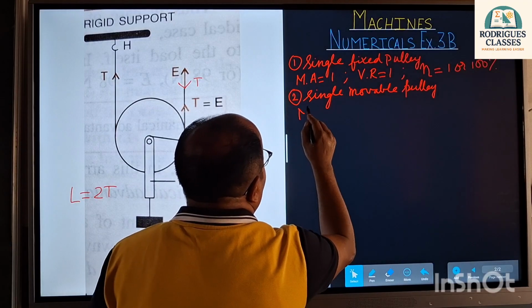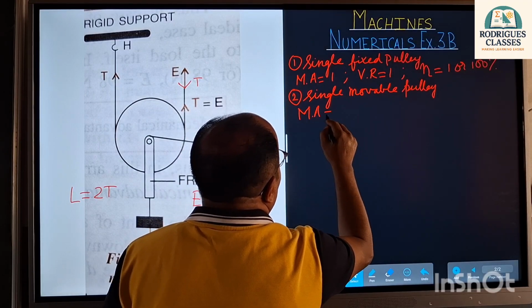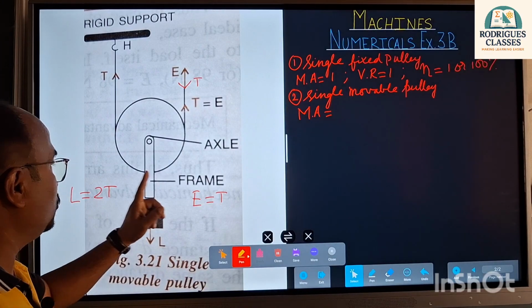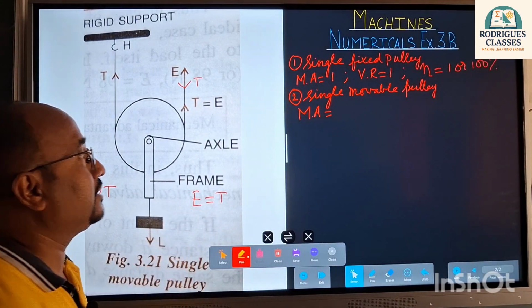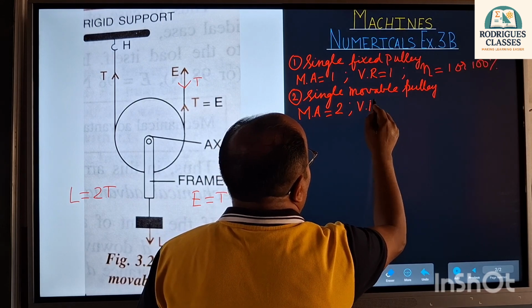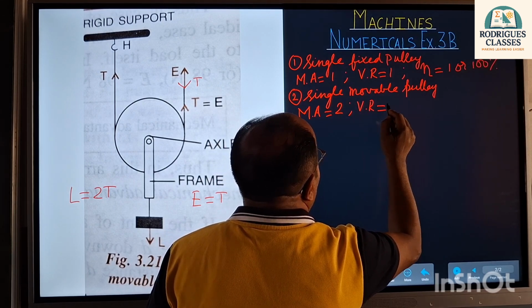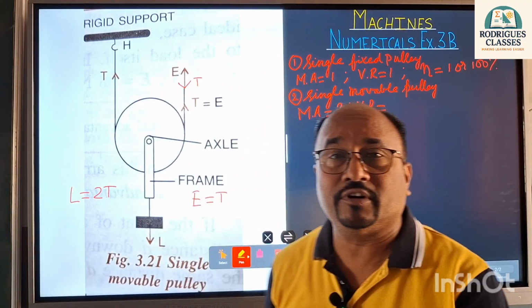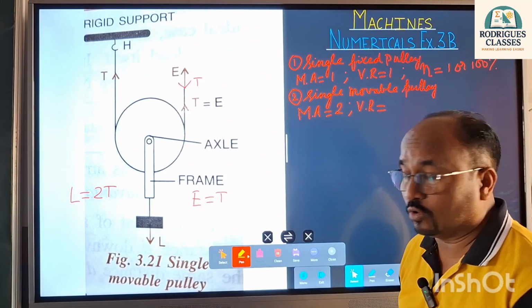So mechanical advantage will be load by effort. Load is 2T, effort is T, T cancel will give you 2. Then we come to velocity ratio. Remember, velocity ratio is the displacement of the effort by the displacement of the load.